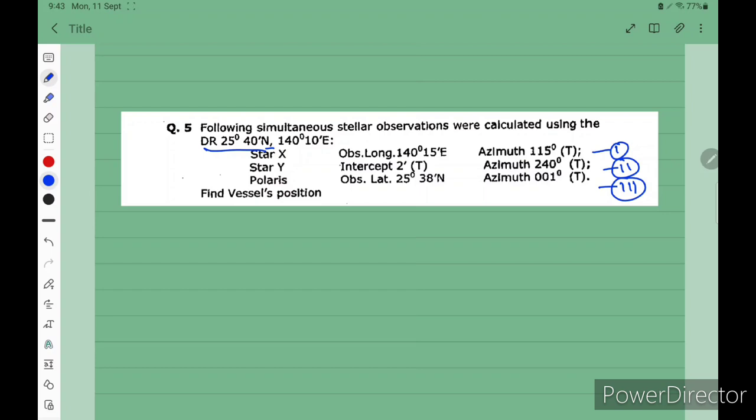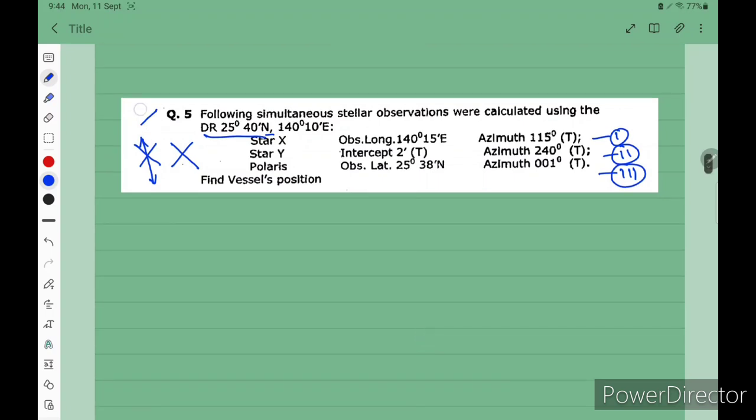Now we have the DR, and first we get the observed longitude. You can understand this is longitude by chronometer. So in the longitude by chronometer we get the DR latitude and the observed longitude, and the position line will go passing through that point. Star Y is the intercept method, so we have to use the DR, and in the DR method the intercept and azimuth will go. In the Polaris method we have the DR longitude and we get the observed latitude.